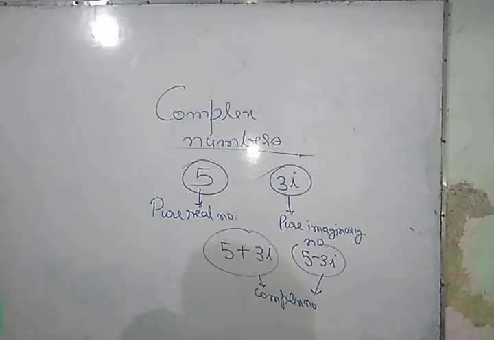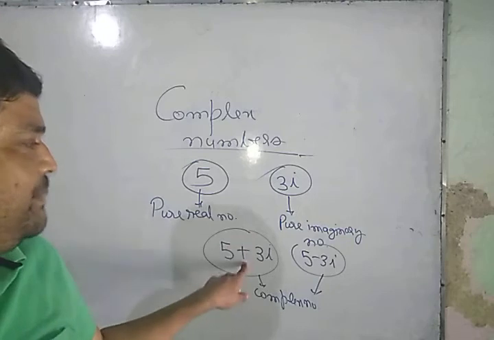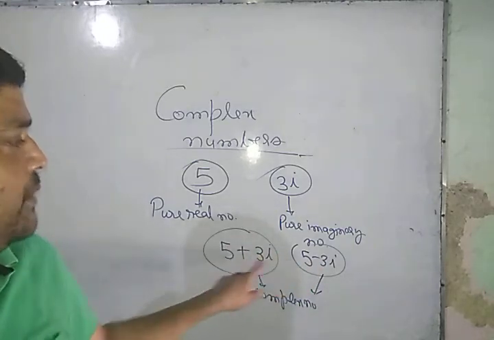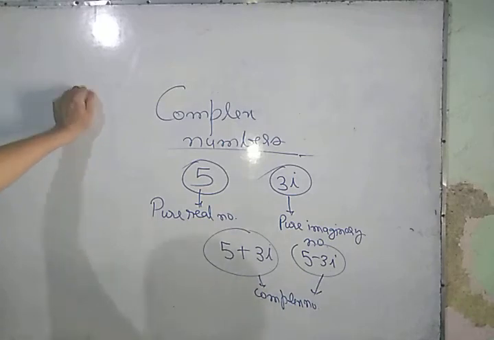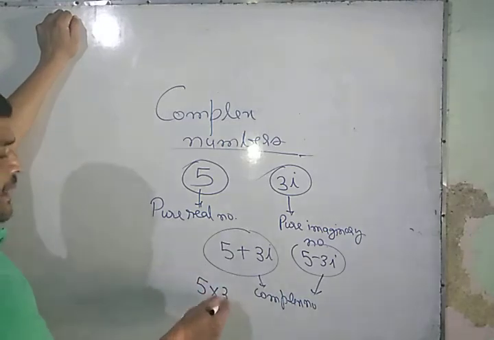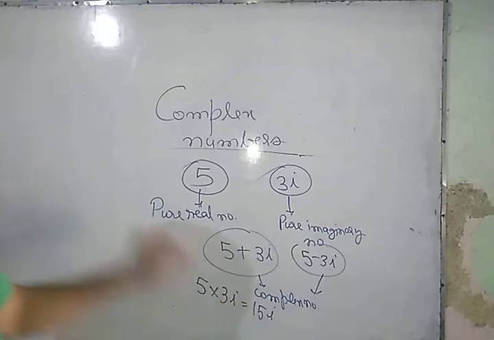They are a mixture of a real and an imaginary number. As you have read in chemistry that there are complex salts, which are a mixture of two salts, similar is the case here. 5 plus 3i and 5 minus 3i are both mixtures of a real number and an imaginary number. So they are neither a real number nor an imaginary number. They are complex numbers. If you multiply 5 and 3i, you will get 15i, which is a pure imaginary number.